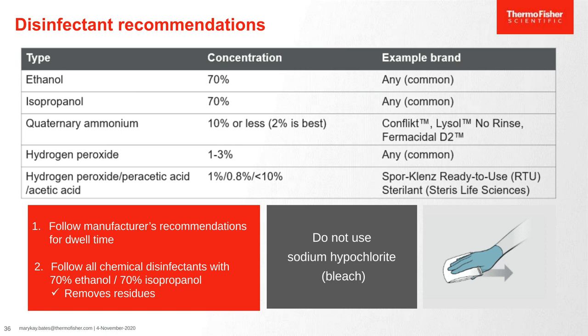So it's important to remove those disinfectants at the end of the dwell time, and the way you do that is you follow any chemical disinfectant with 70% ethanol or 70% isopropanol to remove those residues. Finally, please do not ever use bleach to disinfect your laboratory equipment. It's well known to cause pitting and corrosion, and so these on this slide are the disinfectants that we would recommend for manual wipe disinfection of your equipment.